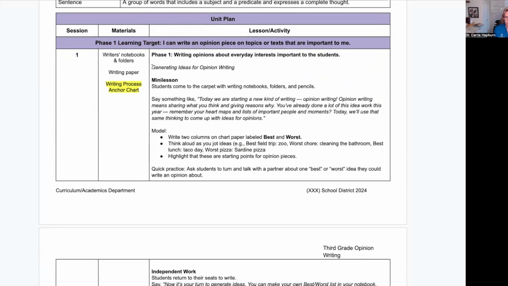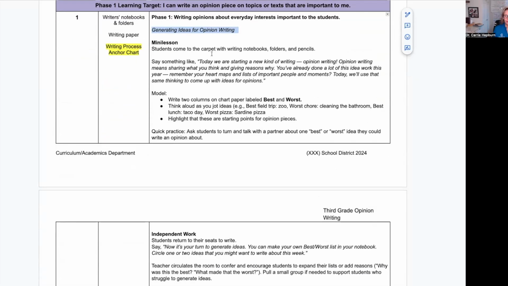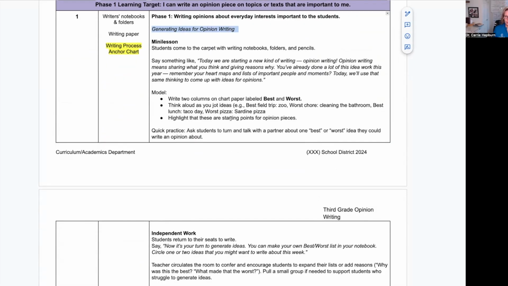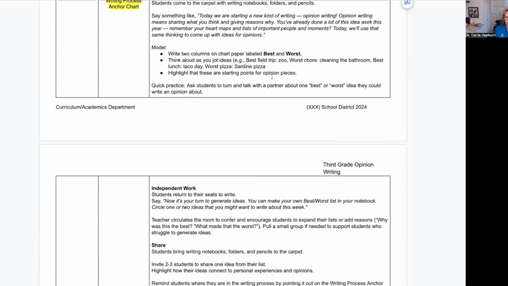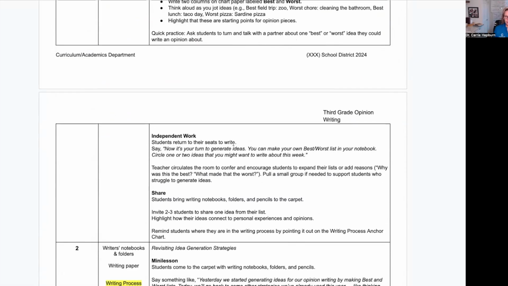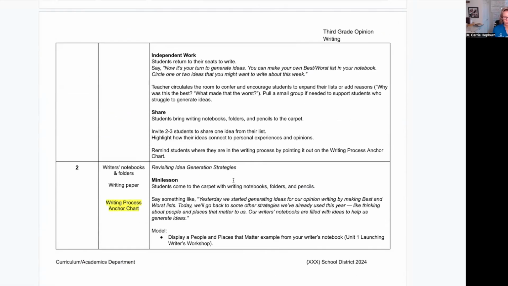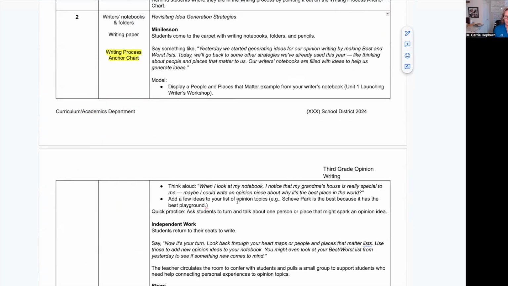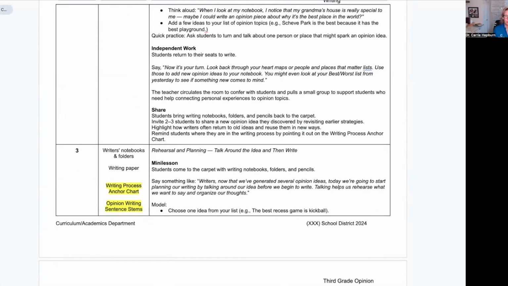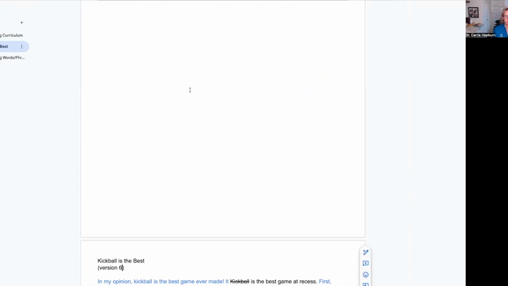So we remind people that you're in this part of the writing process. We write it out, talk about how we can model it, quick practice for students, do some independent work, and share. We ensure that we have links, so that's what these highlights are, to different things that teachers can use, and we provide student examples of the writing here.